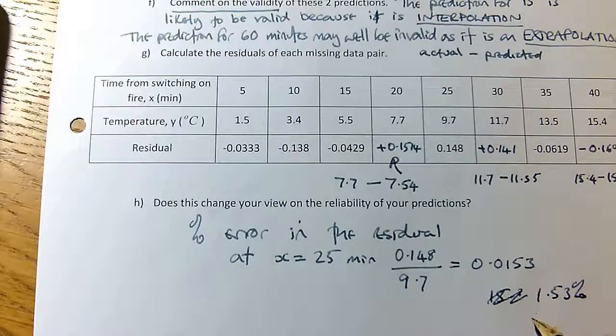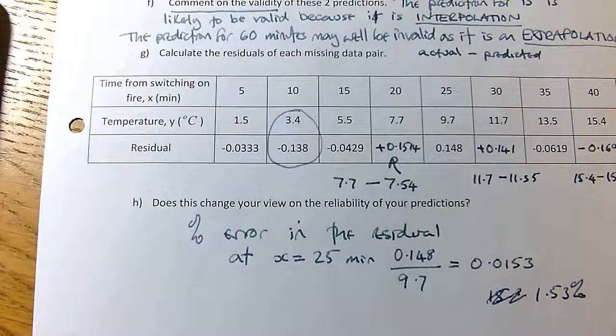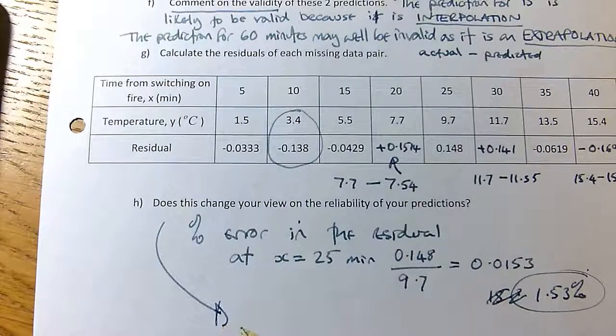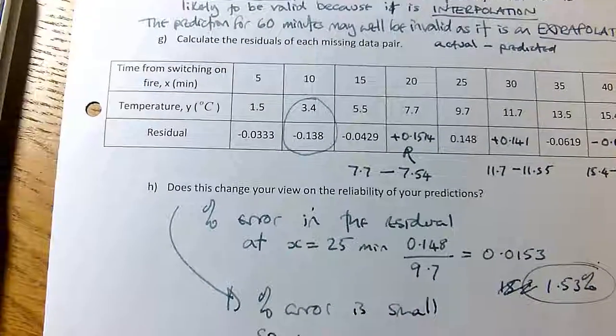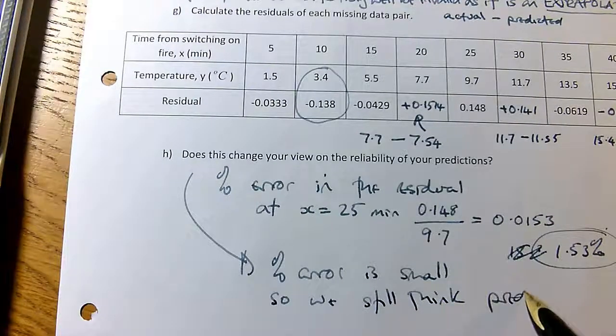I mean, some people say that 15% is some kind of threshold. If you're making percentage errors of worse than that, you throw it in the bin. That's an oversimplification, but you can say that. So if you look at your percentage errors and they're quite small, say below 15%, then say, no, this is fine. So our answer to our question is the percentage error is small, so we still think the prediction, well, hang on, let's see what we do think.